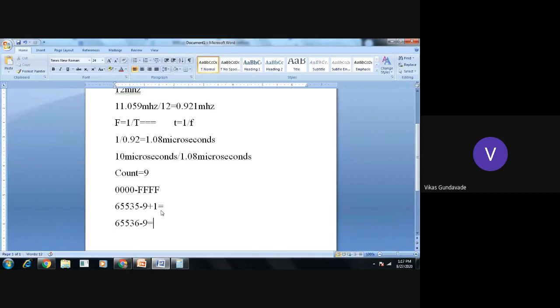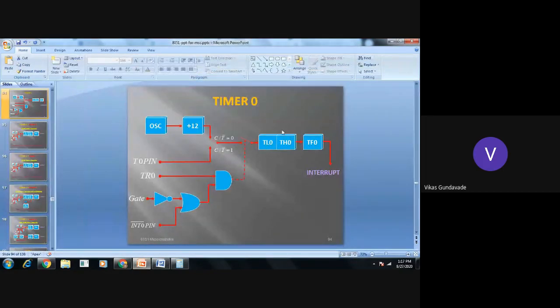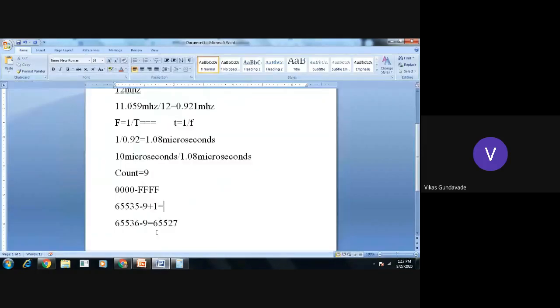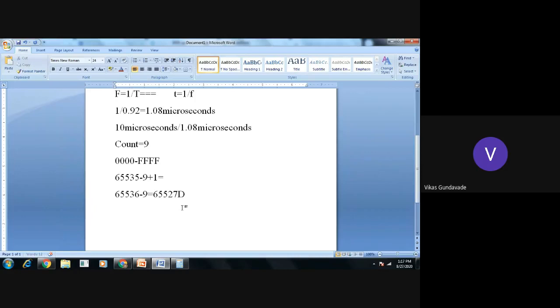So what is the result? The result will be 65527, I think, right? 65527. That will be the actual count which we need to load into the TH and TL. So here we need to load the count as 65527. Now this count is in decimal format, so before loading it into the timer register, we need to convert this count into the hex format.